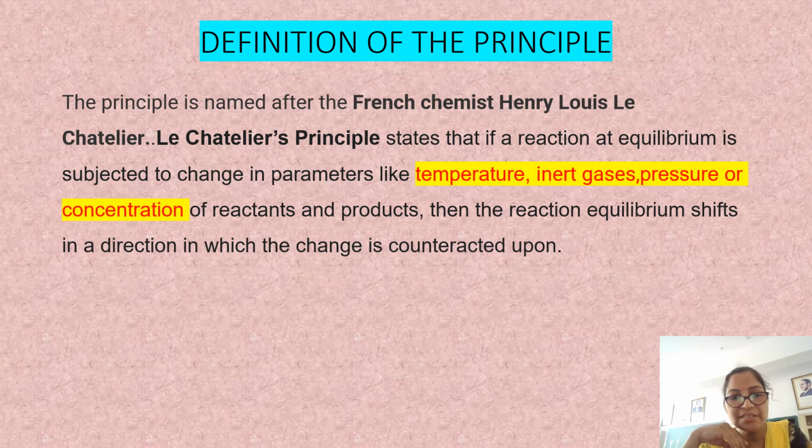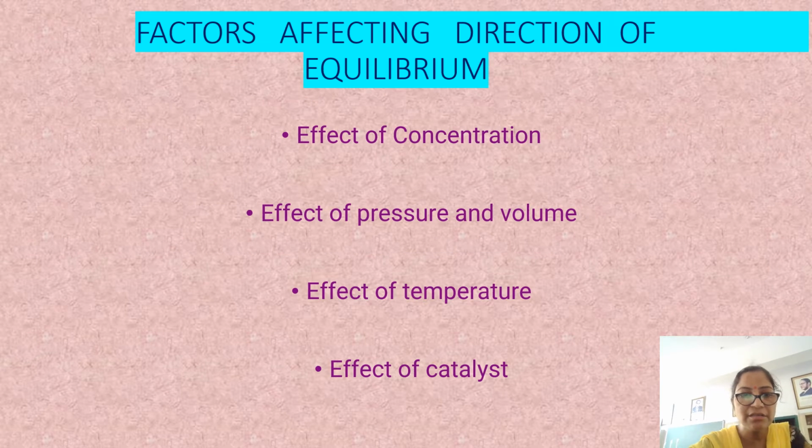This principle is named after the French chemist Henri Louis Le Chatelier. That is why it is called Le Chatelier's principle. It states that if a reaction at equilibrium is subjected to a change in parameters like temperature, inert gases, pressure or concentration of reactants and products, then the reaction equilibrium shifts in a direction in which the change is counteracted upon.